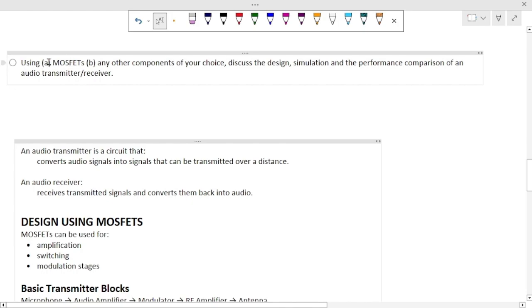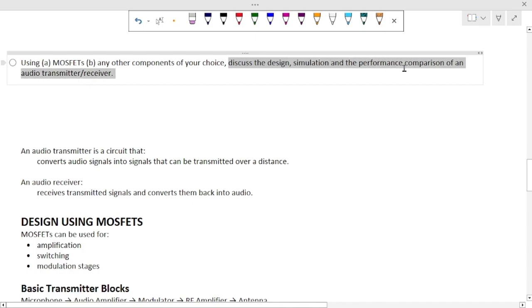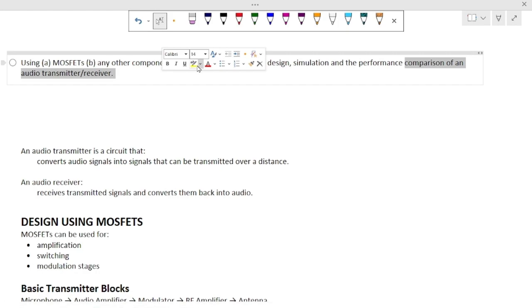So using A, MOSFET, then B, using any other component of your choice. What are we to do? We are to discuss the design, the simulation and performance comparison of what? Let me just highlight what we're actually doing. Comparison of audio transmitter and receiver. That's what we are doing.